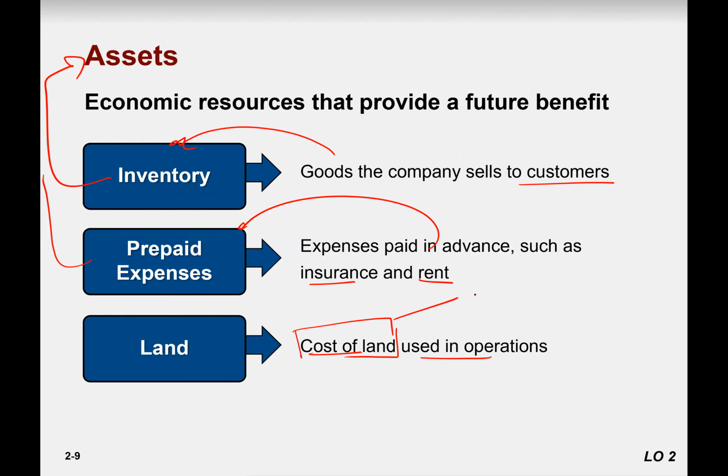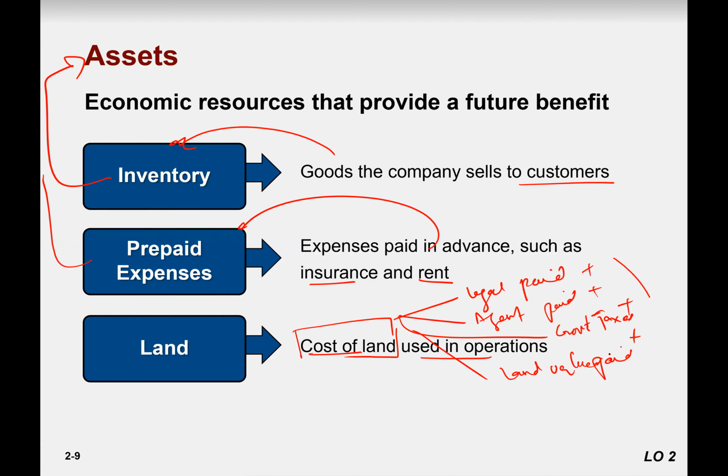In acquiring the land, for example, legal fees paid, agent fees that you paid to locate the property, government taxes, right? And also the cost of the land value that you paid. So these are all included in cost of land. We will also talk about how we basically account for land, right? I'm just giving you a taste right now. So all this information is recorded in the land account, and the land account is our asset account.